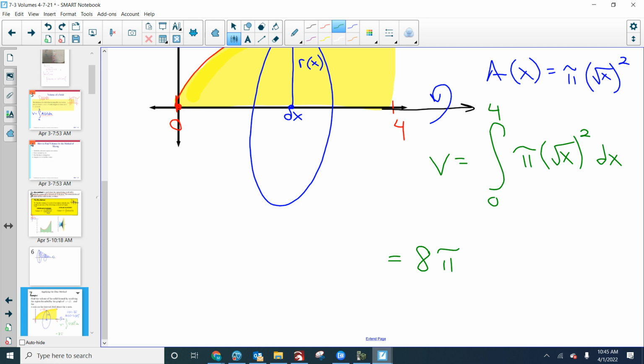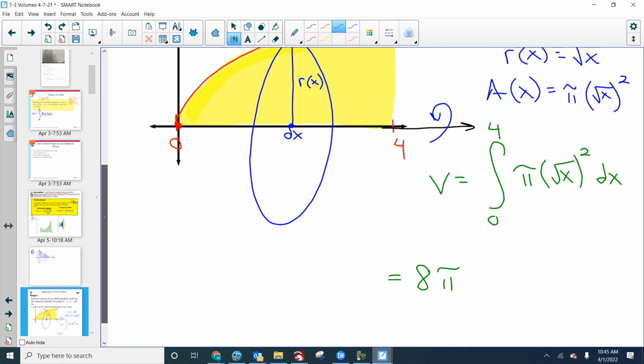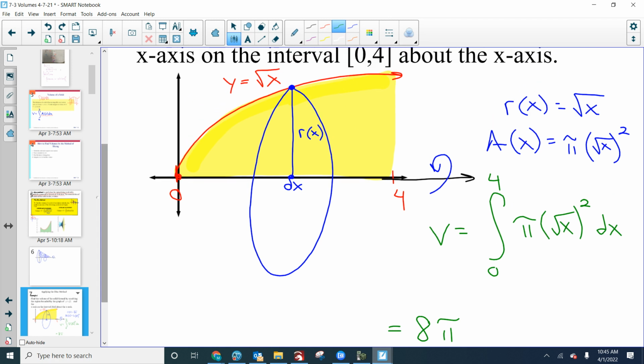Did you get 8 pi? Exactly 8 pi. And no, there are no units on these. They're not going to ask you to give cubic units of measure. That's kind of cool, right? I mean, that's not any shape we know. But we can still find the volume of it, right? Kind of cool. Questions on that process?